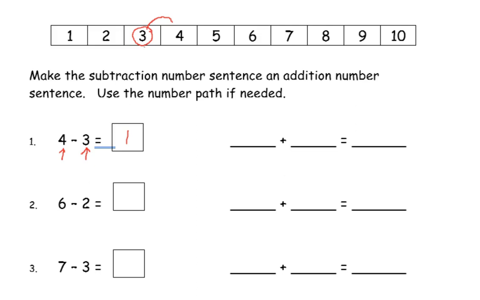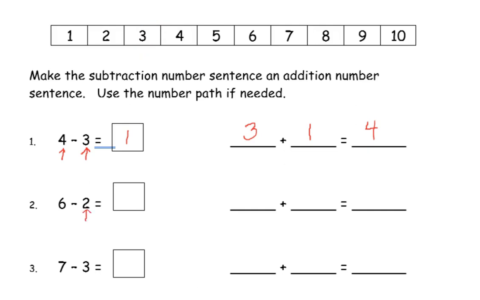So again, if I start with the number I circled on my number path, that would be 3, and I hopped one space to get to the 4. So 3 plus 1 equals 4, and that addition problem can help me solve 4 minus 3. Next, we'll solve 6 minus 2.